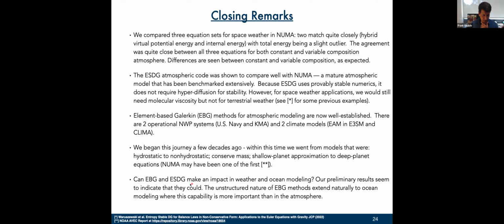And then the last point I'll make is that element-based Galerkin methods and entropy-stable methods, can they make an impact in weather and ocean modeling in the future? We've seen that these methods, at least the element-based Galerkin methods, have been very useful already in the atmosphere. And I think that they're going to be more useful in some sense for the ocean, because there you really need that capability to do, for example, coastlines, which require you to do unstructured grids.